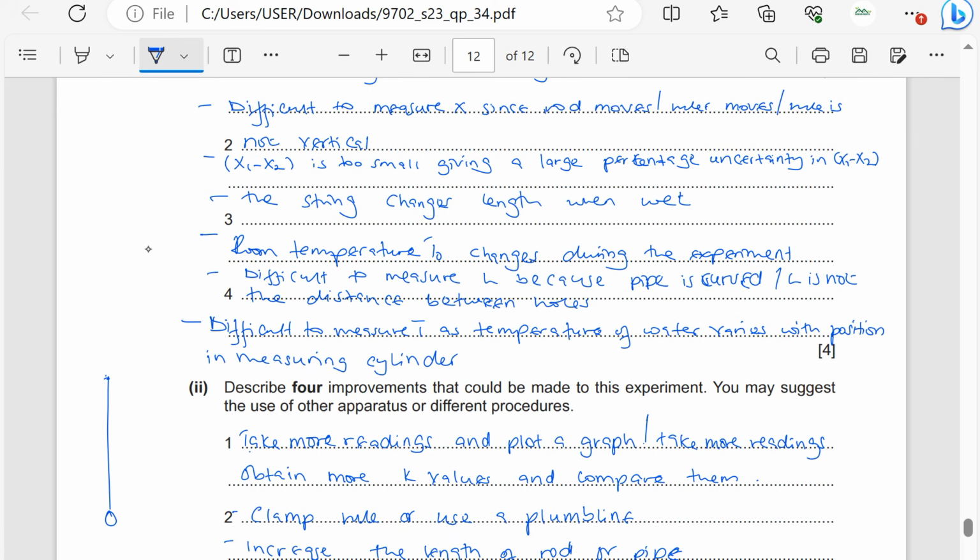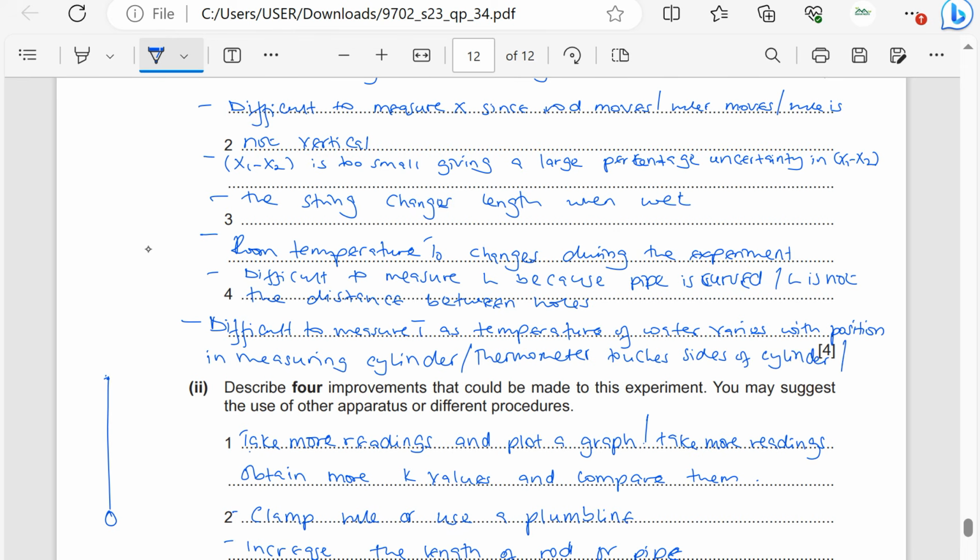Of course, the temperature at the top of the water is not the same as the temperature at the bottom of the water. And even when you put in the thermometer, it is going to touch the sides of the cylinder, which affects the temperature. All those are relating to almost the same thing. So: temperature of water varies with the position in the measuring cylinder. You can say the thermometer touches the sides of the cylinder.